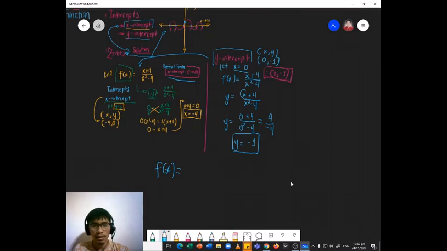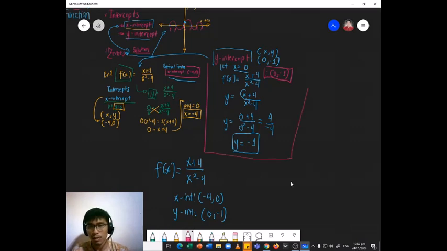So this is now x plus 4 all over x squared minus 4, where our x-intercept is (-4, 0) and the y-intercept is (0, -1). Now let me box this one. This time let's find the zeros of this function, meaning the solution of this function.